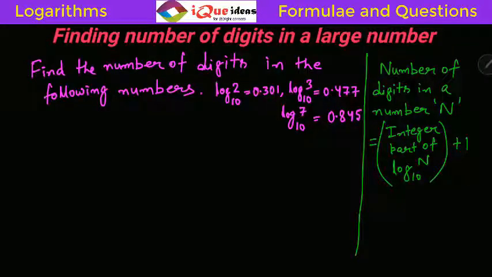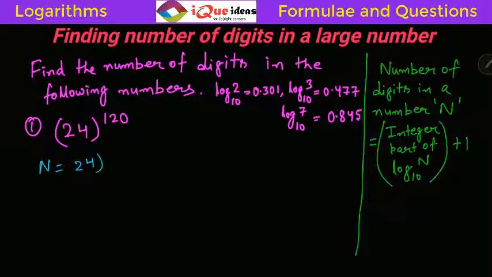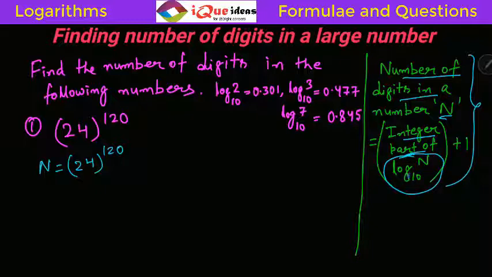Now we will take a couple more questions on finding the number of digits in a large number. Let's take the first one. So the first number is 24 raised to the power 120, right? So here our number is equal to 24 to the power 120. First, let's factorize it, right? Because to find the number of digits, this is the rule written here. It says the number of digits in a number n is equal to the integer part of log n to the base 10 plus 1. That means first we have to find the value of log of the number n to the base 10. Whatever is the integer part of that number plus 1 will be the number of digits.